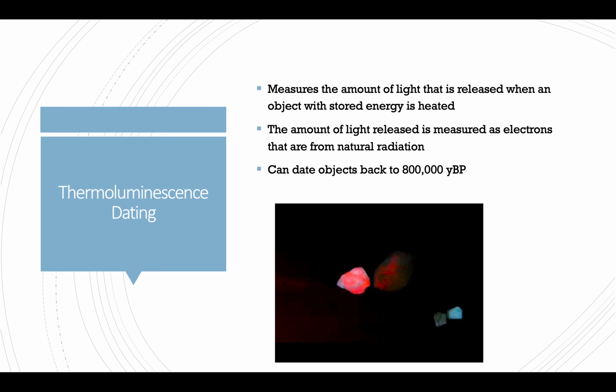Last is thermoluminescence dating, which is based on the amount of the sun's energy that is trapped in materials such as ceramics, stone, or sediment. Thermoluminescence dating measures the amount of light that is released when an object with stored energy is heated. The amount of light released is measured as electrons that are from natural radiation, such as the sun's energy. This form of dating can date objects back to 800,000 years before present. And here's a photo of a mineral that is heated and is releasing light.